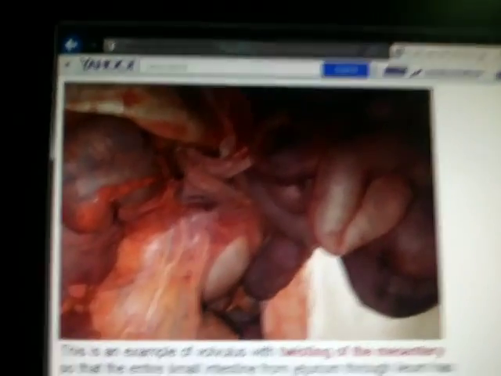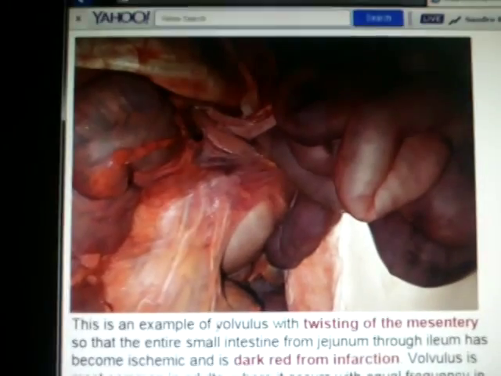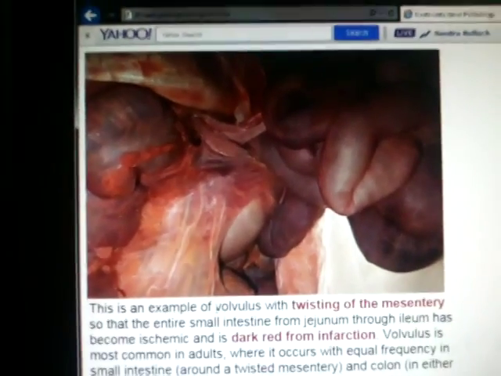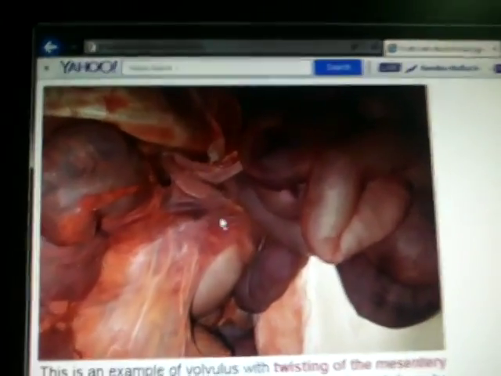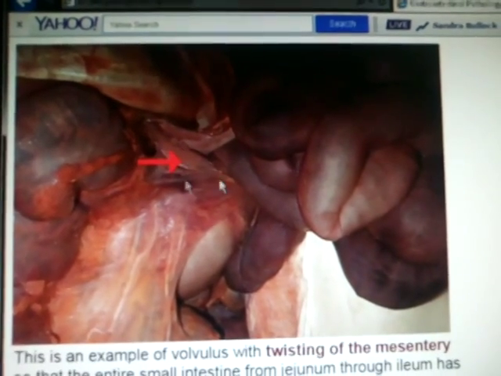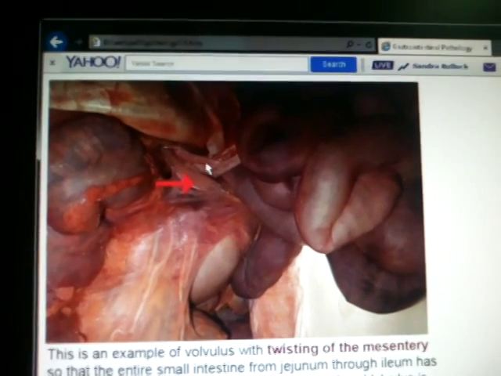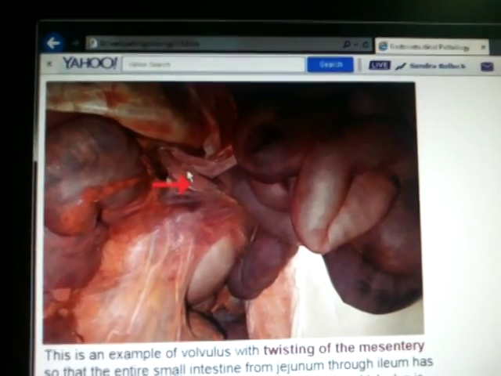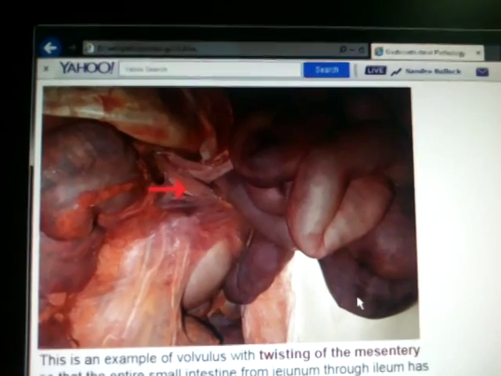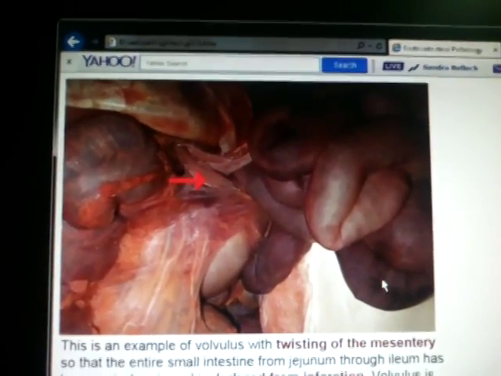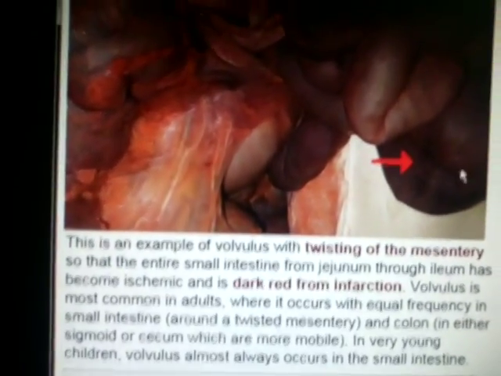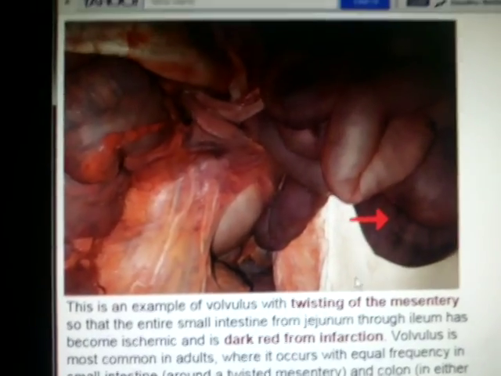This is another example of infarcted bowel due to volvulus. The volvulus here occurred at the level of the mesentery. This is the twisting mesentery. So the entire loop will suffer from ischemia, because the mesentery is the one carrying the blood supply to the bowel, and this loop is the most affected one. Here we have the dark red infarcted loop.